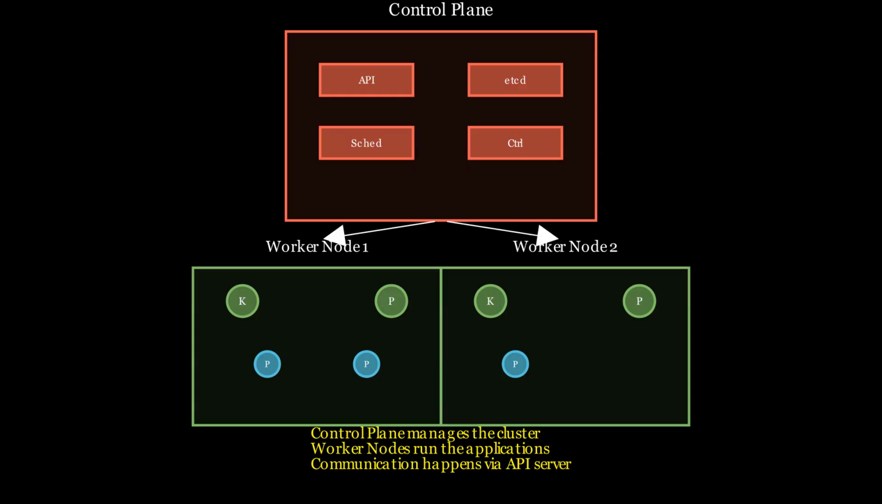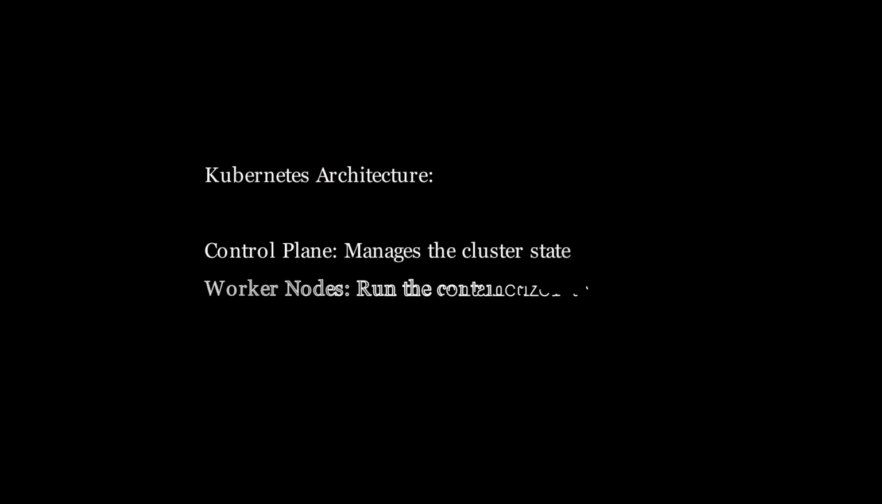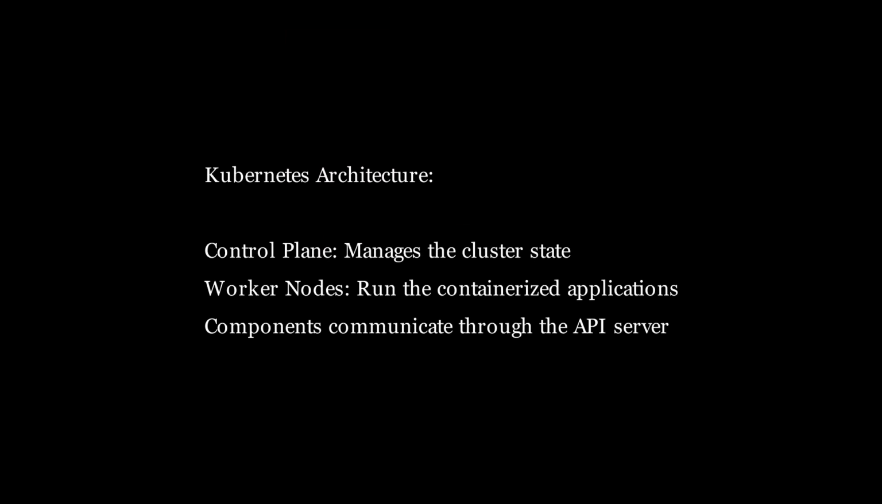Let's clear the diagram and summarize what we've learned about Kubernetes architecture. In summary, Kubernetes follows a master-slave architecture. The control plane manages the cluster state. Worker nodes run the containerized applications. And all components communicate through the API server. This architecture provides a scalable and reliable platform for deploying and managing containerized applications.